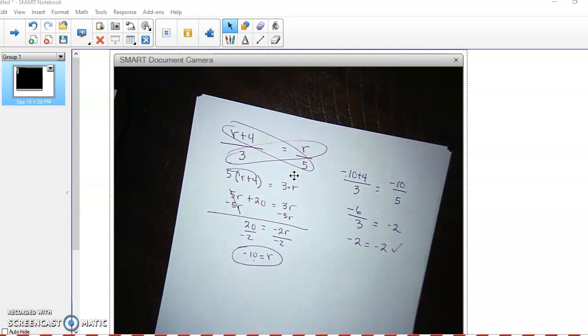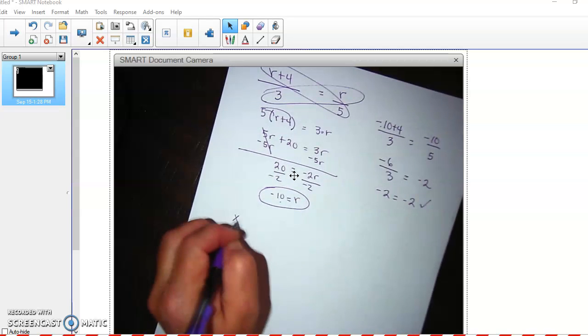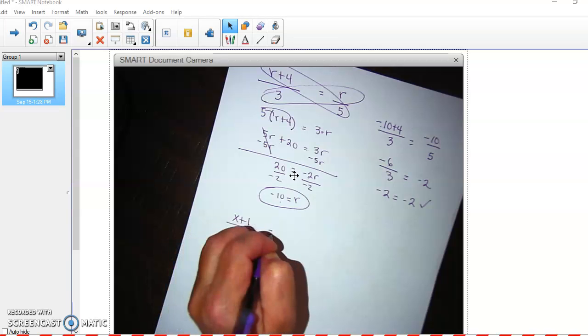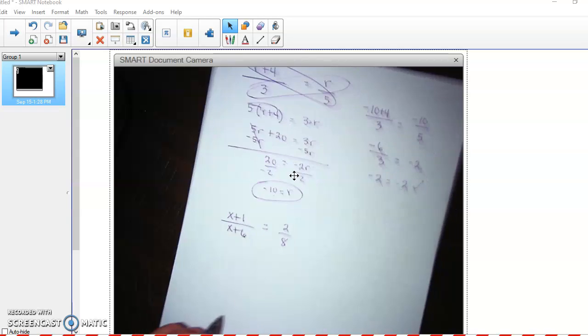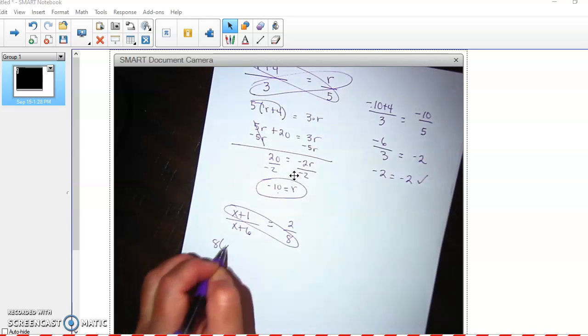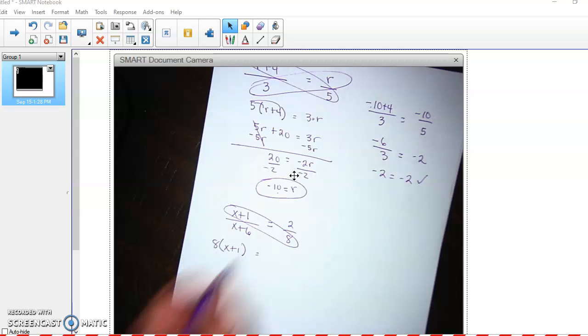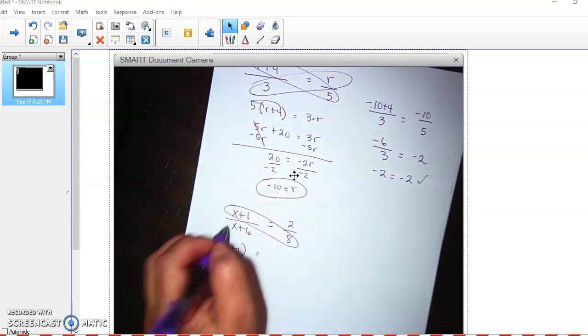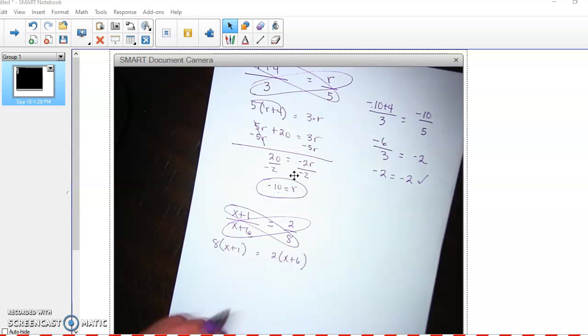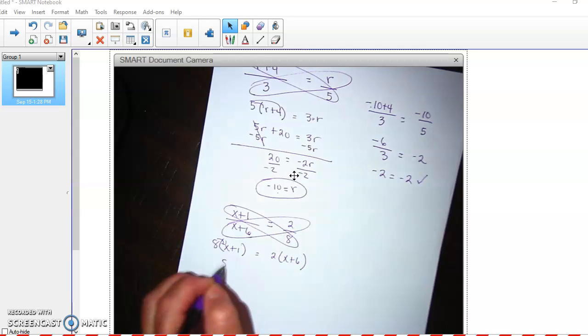Okay, I'm going to do 2 more problems. Let me see where I put them. Okay. So this one is x plus 1 over x plus 6 equals 2/8. Cross multiply. So this is 8 times everything over there. Has to be multiplied by both terms. And then this one I'm going to write 2 times x plus 6. So distributive property.